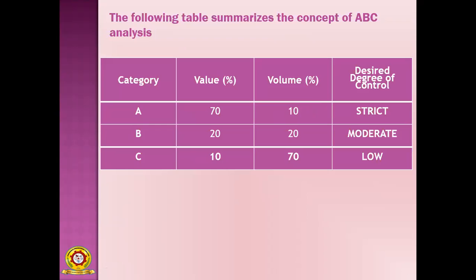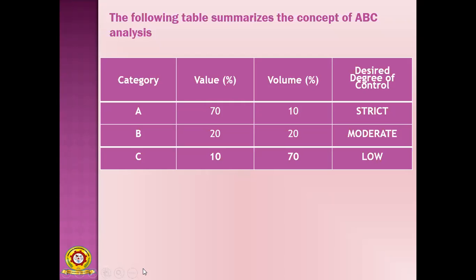Then the desired degree of control is also strict. That means you have to monitor in a strict manner because they have high value. So you have to control the wastage. And after that, B category. The value of the raw material is 20%, and then you have to maintain 20% volume. That means quantity.